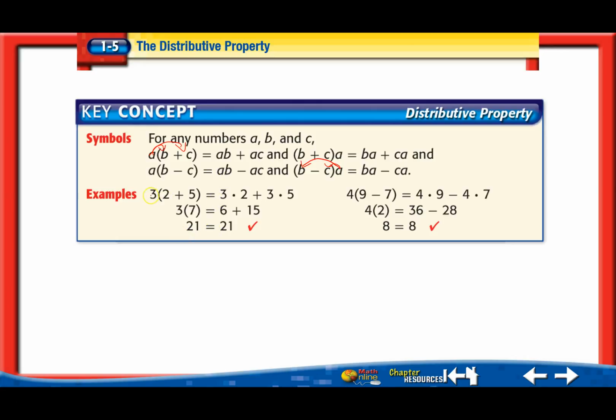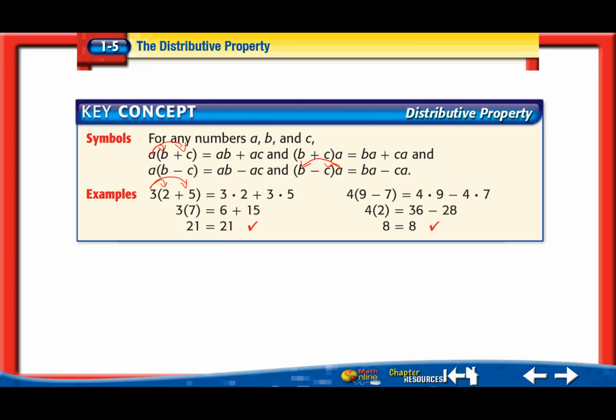In numbers wise, I'd multiply 3 times 2 plus 3 times 5. So 3 times 2, 3 times 5. Most of the time we skip this step, but if you need to write it out, please do. So usually you go 3 times 2 is 6, and 3 times 5 is 15. And then I would add these two together to get 21. That's how I would find that.